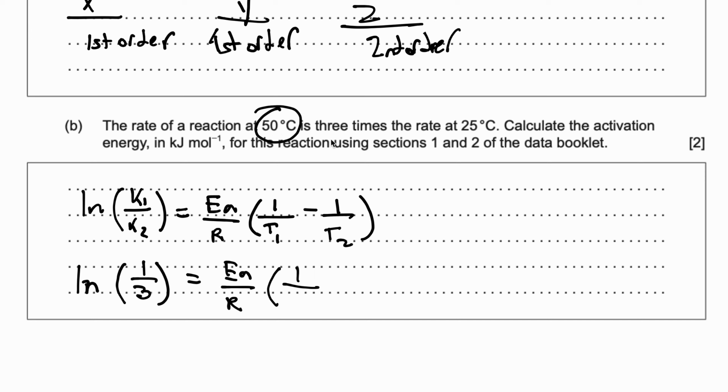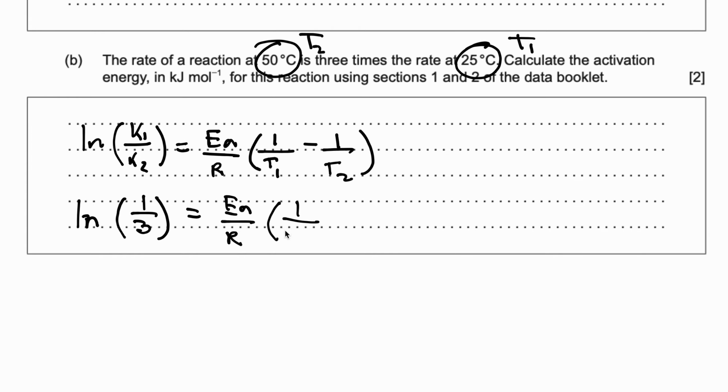What is T1? T1 is 50 degrees Celsius and T2 is 25 degrees Celsius. Now I want to convert Celsius into Kelvin. So we can do this. 273 plus 50 is how much Kelvin there is for the first reaction. So that is 323, if I put that on my calculator, minus 1 over T2. What is it on my calculator? We just do 273 plus 25, and that's 298. Okay, and now I can rearrange this for Ea. So how do I do that? Let's see right here.